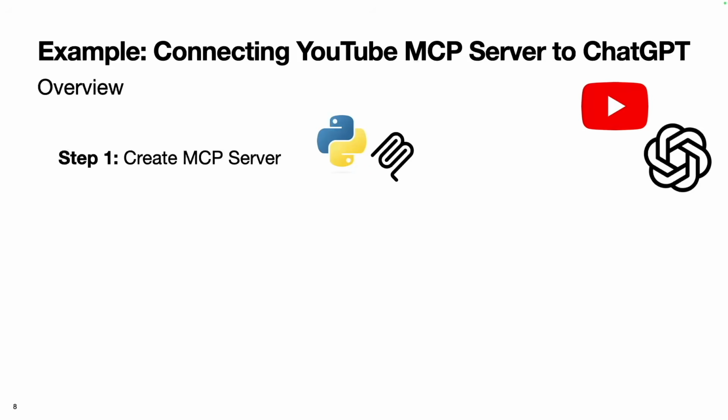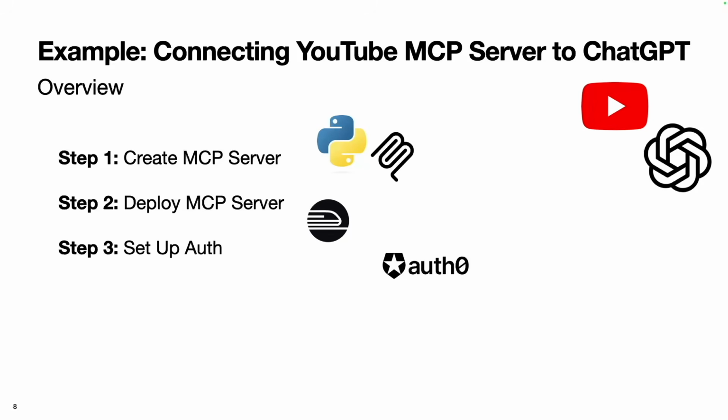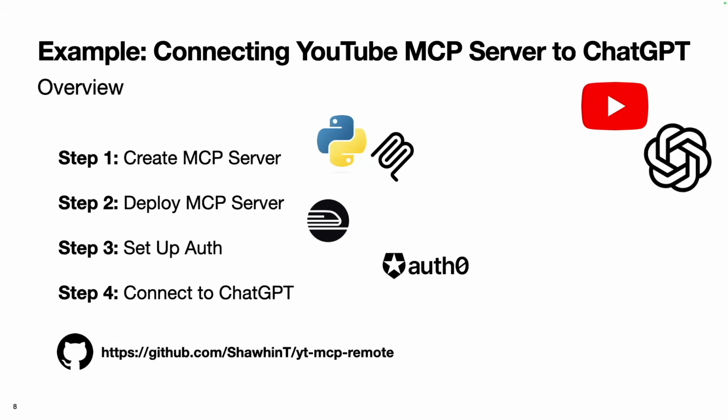The first thing is we're going to create the custom MCP server using the official MCP Python SDK. Then we're going to deploy the server. So here I'm going to use Railway, but of course you can use any hosting platform you like. Then we'll set up the authorization using Auth0, which is a popular service for doing this. Finally, we'll connect our server to ChatGPT. All the code for this example is freely available at the GitHub repository shown here and linked in the description.